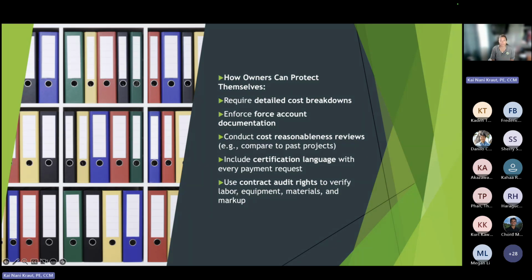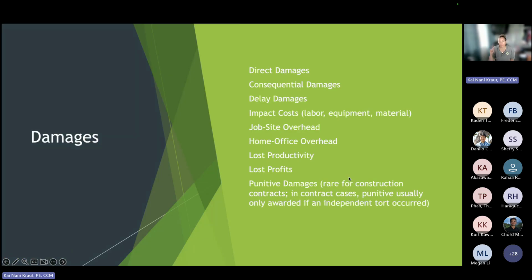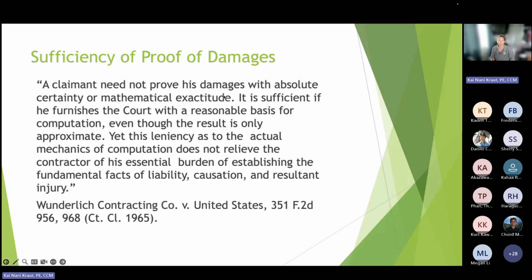recover damages. What is a damage? So again, through the series, we'll talk more about this. These are the various direct damages. Kind of ran out of steam when I got to this, but we're going to talk about what these costs are and what people can seek in the future. And then sufficiency of proof for damages.